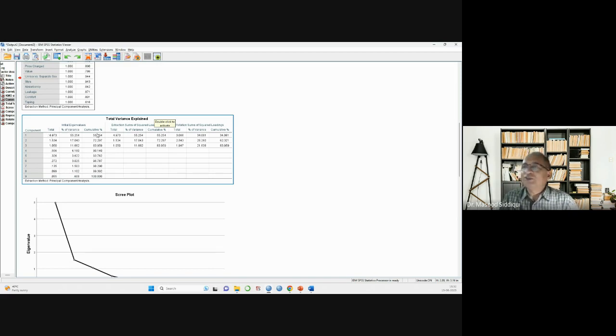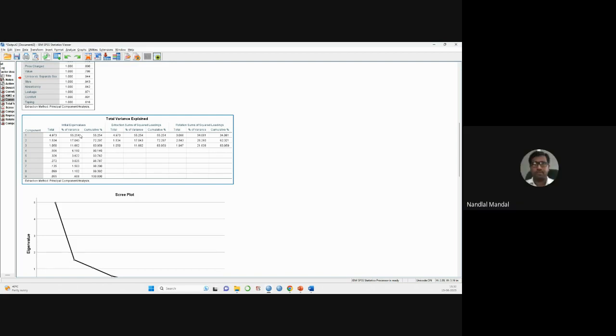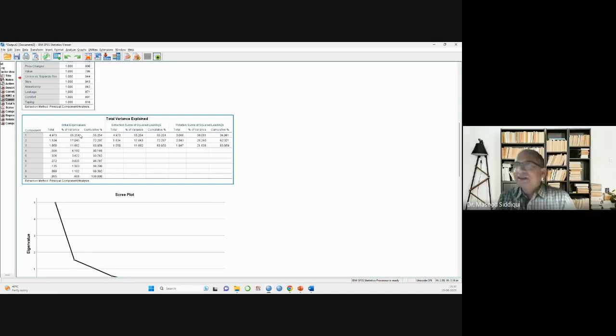And this is a cumulative sum. 55.254 plus 17, we get 72. 72 plus 11, we get 83. So the sum is 100%. So hopefully this part of the total variance explained, related to initial eigenvalue, is clear to all of you. Is it clear to all of you? Yes, sir. Okay, right.